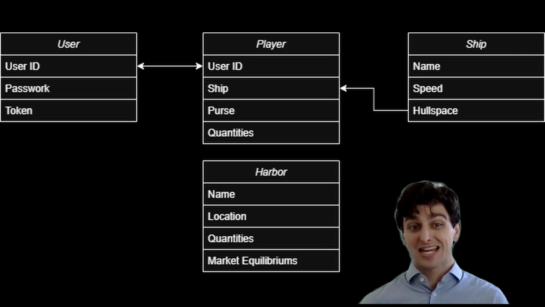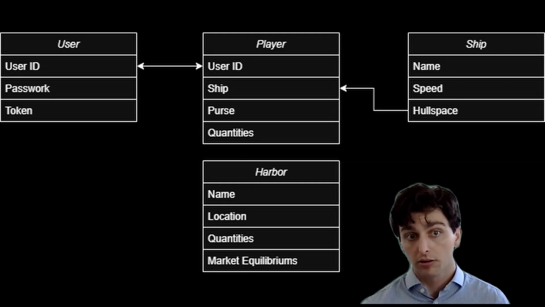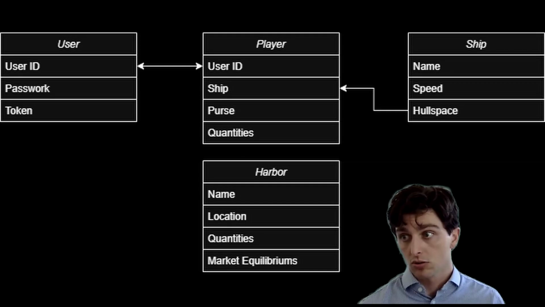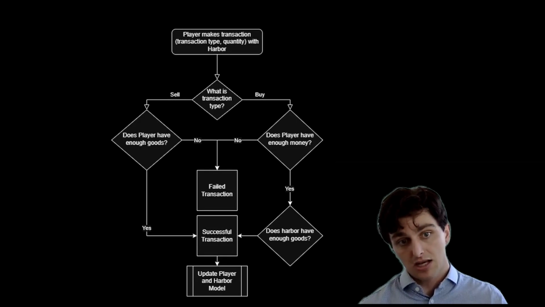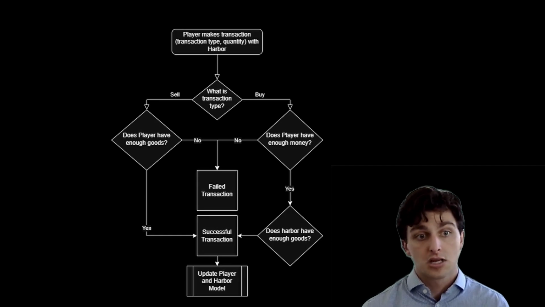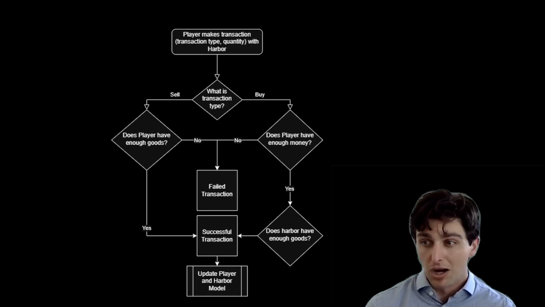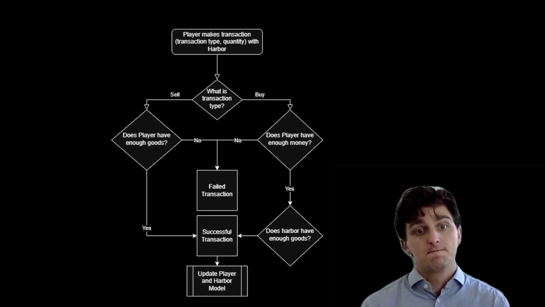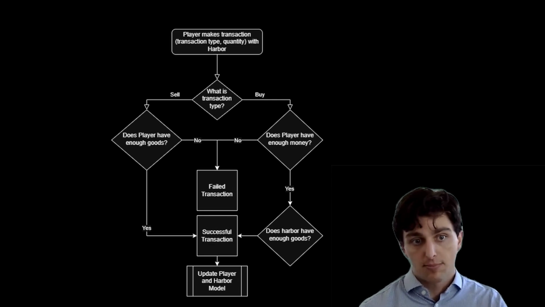Django handles the financial logic. First, harbors will produce or consume goods over time until they reach their market equilibrium using the tick harbor function. When a player attempts a transaction, the information is sent to the API endpoint, and handle transaction verifies if the transaction is valid. For example, whether or not the harbor or the player have enough goods, or if the player has enough money or hull space for the transaction. If the transaction is valid, Django performs the transaction by patching the models.